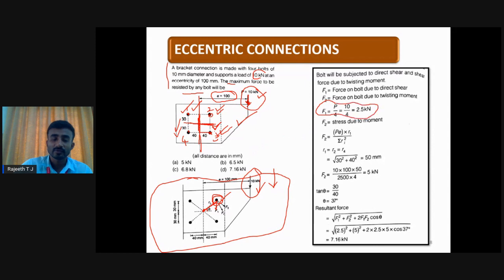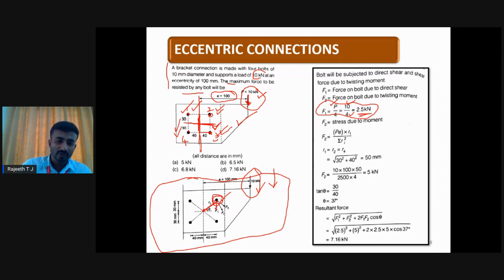What is F1? F1 is the force due to the direct force of 10 kilonewton. Since there are four bolts, this will be shared by four bolts. Therefore, whatever force you applied, that is P or the 10 kilonewton, will be shared by four bolts. Therefore, your answer is 2.5 kilonewton.